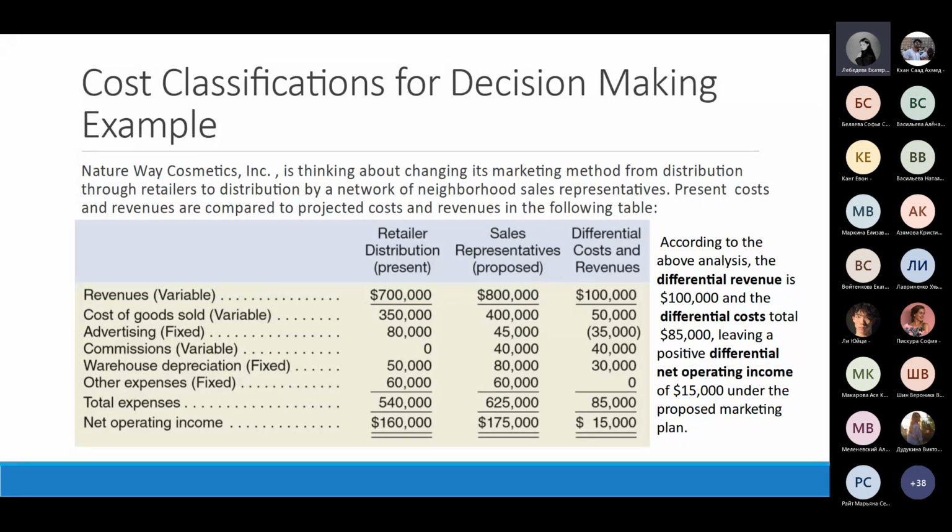And of course, if we use the data for decision making, our solutions may be more balanced and more reliable to the current situation. So before we decide to switch to a new system, we have to analyze all potential expenses and potential increase in revenues. So this is the example of cost classification used for decision making.